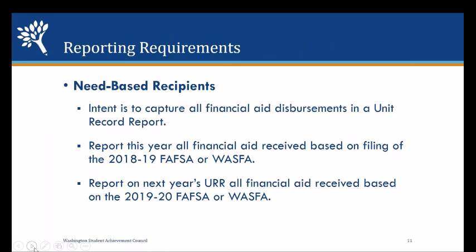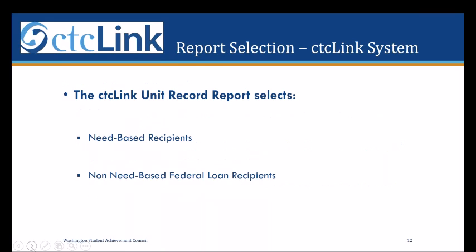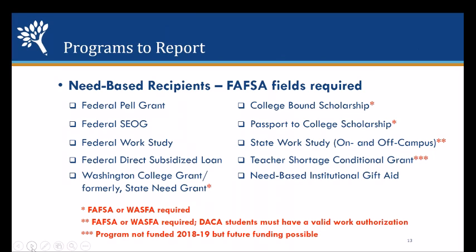So who are your need-based recipients? Our intention is to capture all financial aid disbursements in the unit record on a term-by-term basis. You need to report in this year all financial aid received based on the filing of the 2018-19 FAFSA or WASFA. Next year's report will have all the 2019-20 FAFSA or WASFA, and we'll talk about that a little bit in a couple of slides. For the CTC Link system, the unit record report selects your need-based recipients as well as your non-need-based federal loan recipients.